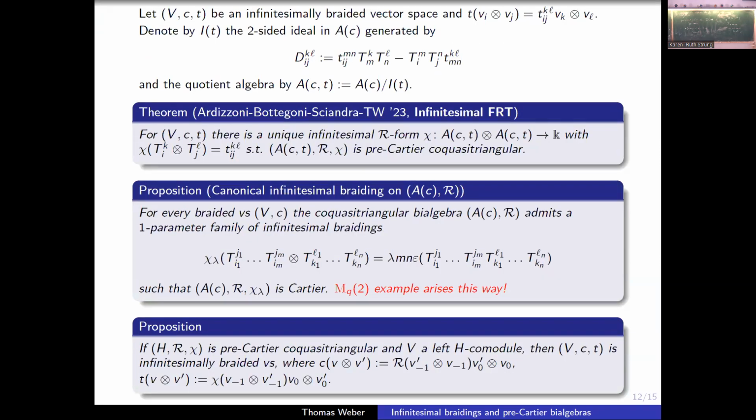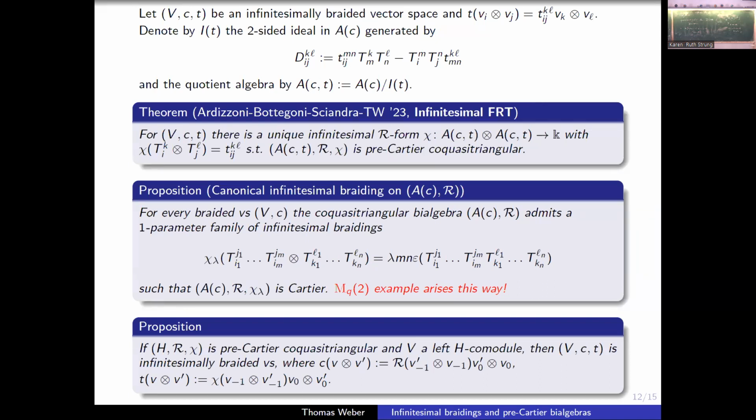Okay, in the last 2.5 minutes, let me give you this theorem. So we need an extra quotient. What we are doing is we take an infinitesimally braided vector space, V, C, T, and we call T, Ij, Kl the coefficients of T. Those will generate an ideal in AC in this way. And we simply take the double quotient, we further quotient by those. And it turns out everything works.